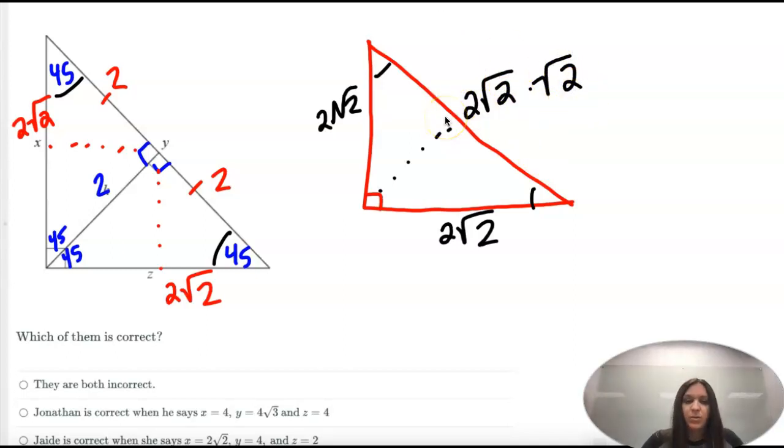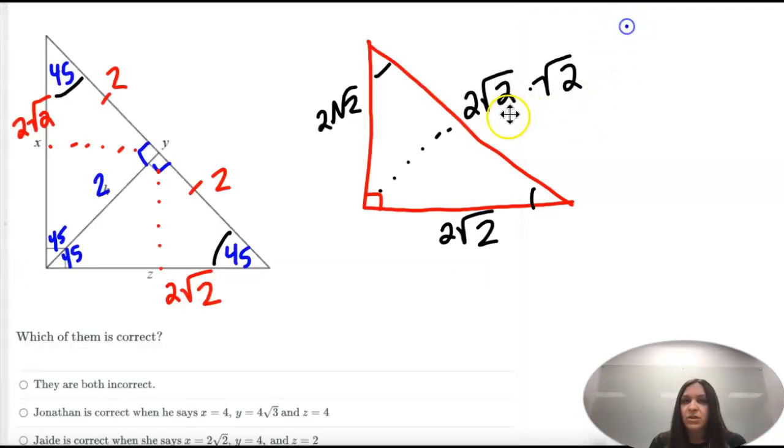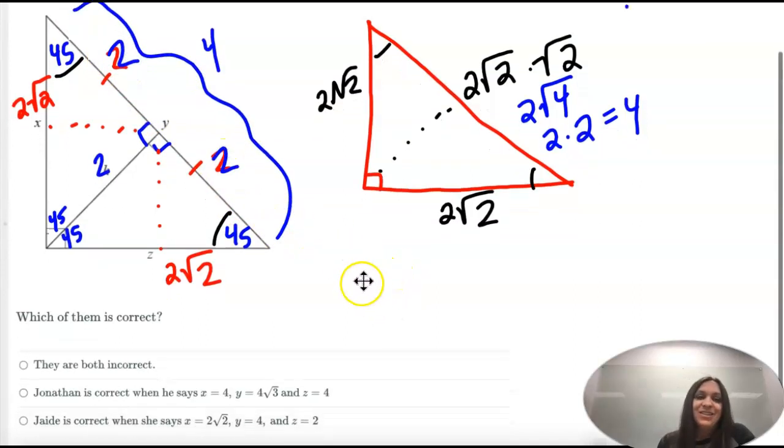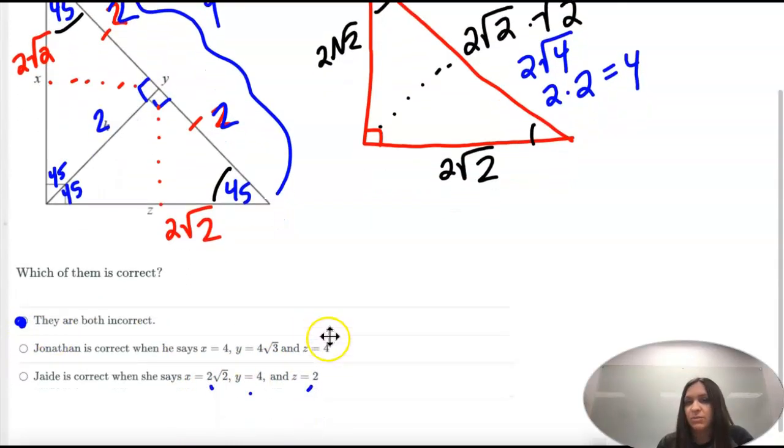So when we multiply that out, if you're not sure about square roots, you can use your calculator. But when you multiply a square root by a square root, you just get the number underneath. So this is actually 2 times the square root of 4, or 2 times 2, which is 4. So y, this whole side, would be 4. Or look, we could have just added 2 plus 2, right? So x is 2 square roots of 2, y is 4, z is not 2. So both are incorrect on this one.